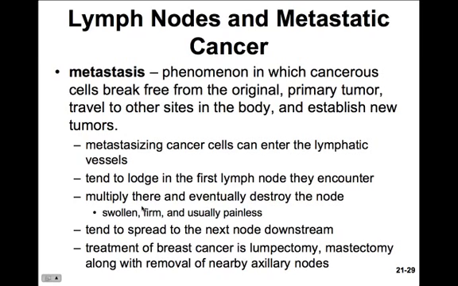But if we can catch them early by removing the lymph node most directly close to the tumor, then we could prevent them spreading anywhere else in the body. This is how breast cancer is often treated. First, by lumpectomy or mastectomy, along with removal of the nearby axillary nodes.